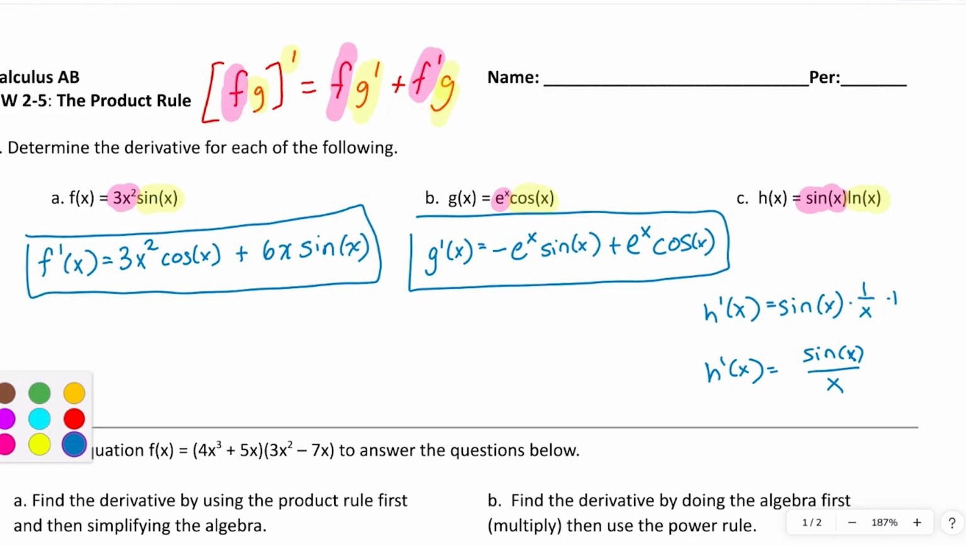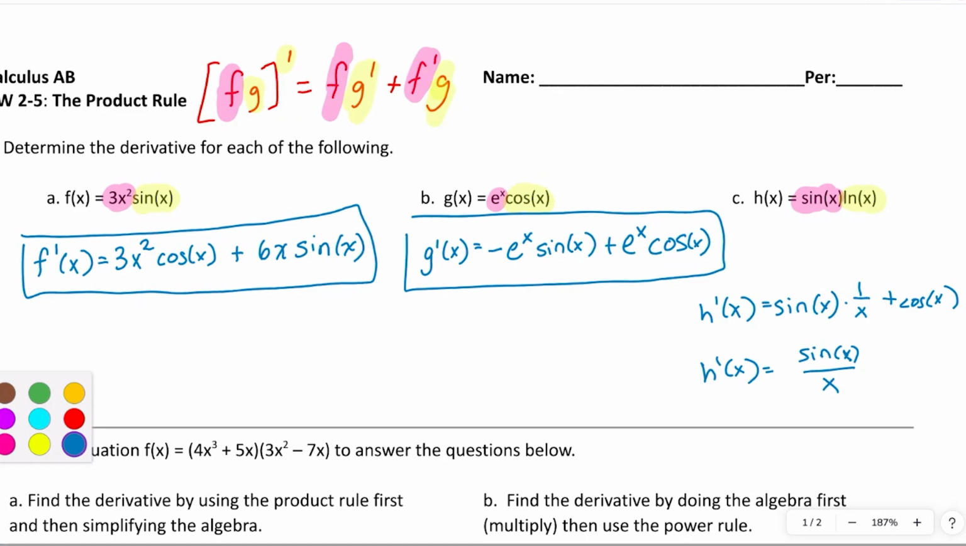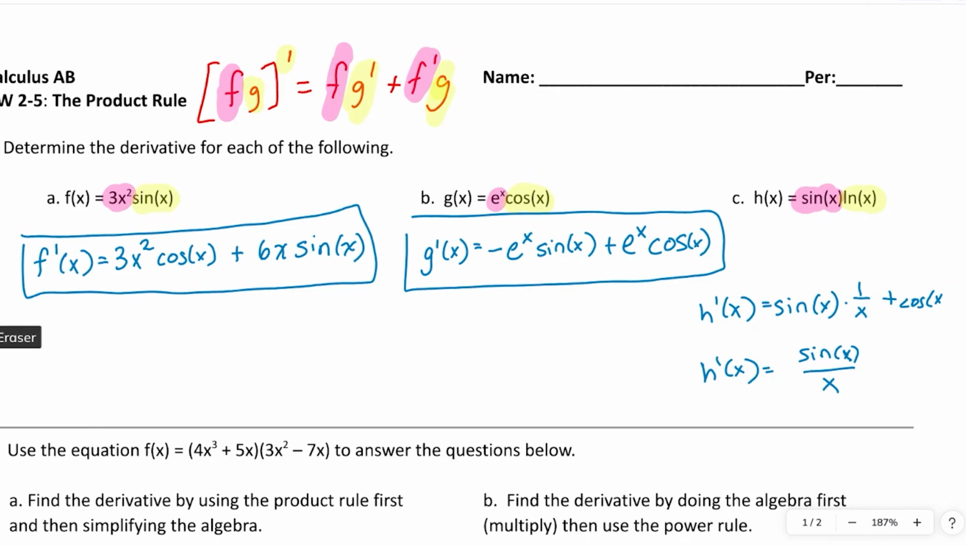And then our next expression is going to be this derivative of sine x, which of course we know is cosine x. We've already established that. And I'm almost out of space here. I did not give myself very much room to write this one out. So cosine x times the second function, natural log x. Yeah, we'd have plus cosine x times natural log x is our answer.